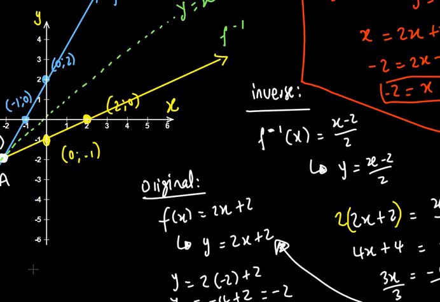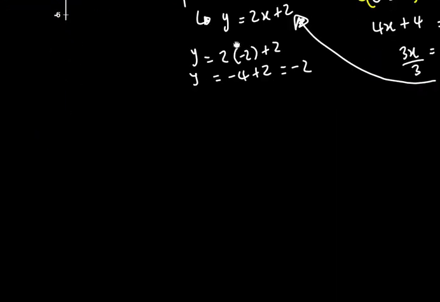This is the inverse of a linear function. The other ones are going to be very much similar. Remember that if the original has a positive gradient, then the inverse is also going to have a positive gradient. But if it happens that the original has a negative gradient, what do you think it's going to look like?